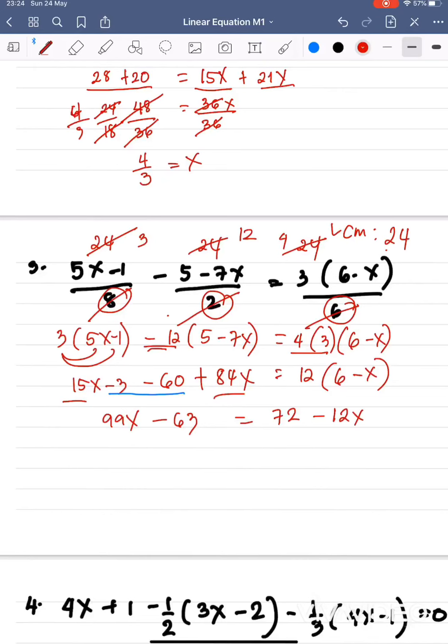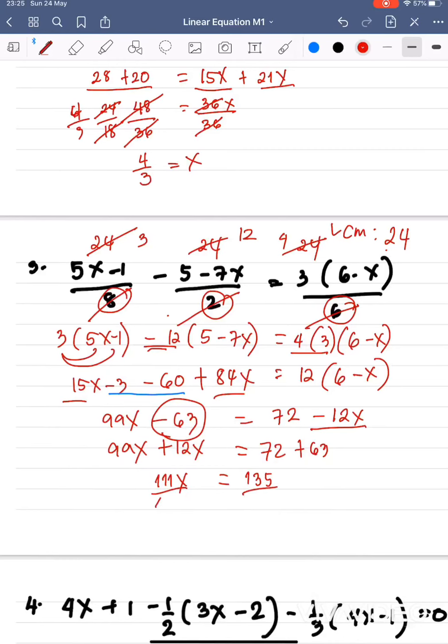This time, we can combine terms that are similar. So we will transpose negative 12x to the other side of the equation. So we have 99x, transpose negative 12x, that will become plus 12x. Copy 72. And then we transpose this negative 63 to the other side of the equation, so it will become plus 63. So you will get now 99 plus 12 is 111x. 72 plus 63, you will get 135.